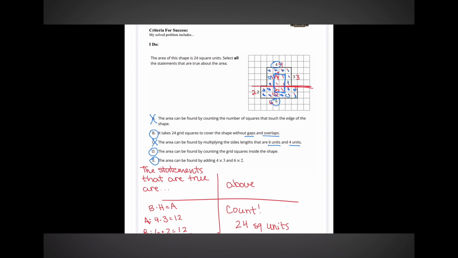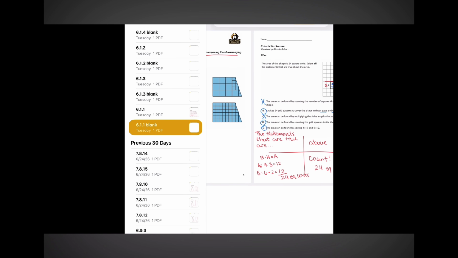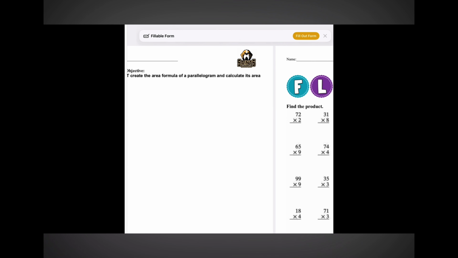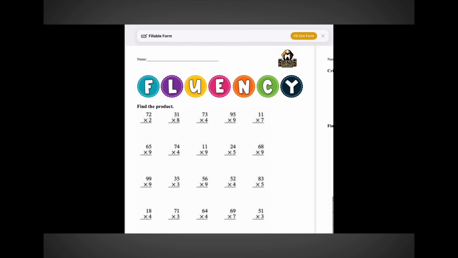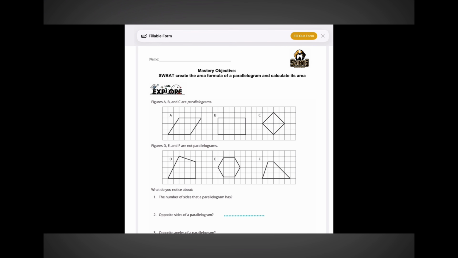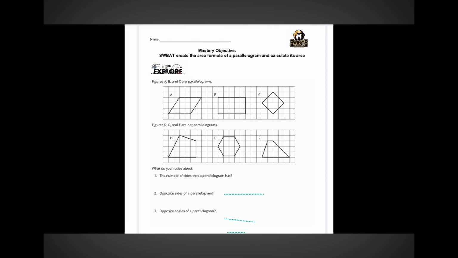Okay, let's move on now to number 2. So this is Unit 1, Lesson 2, and let's talk just a little bit about this Explore. In this Explore, the key takeaway, the thing that you really want them to catch, is that parallelograms have 4 sides, opposite sides are equivalent and parallel, and opposite angles are congruent.